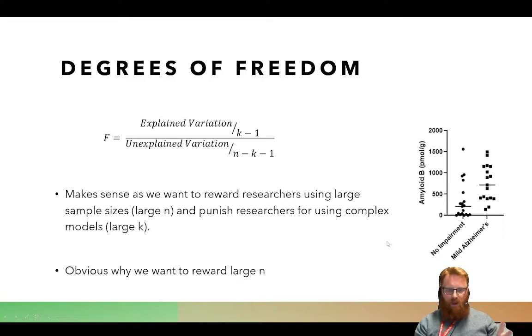So it makes sense that we want to reward people for using a large n. And of course, the F value does, because the denominator is divided by n, and so as n gets bigger, the denominator gets smaller, and as the denominator gets smaller, this whole ratio gets bigger. So big n's lead to big F's. What about the explained variation? We divide it by k. Now, that punishes researchers for using complicated models. It may be less obvious why you'd want to do that.